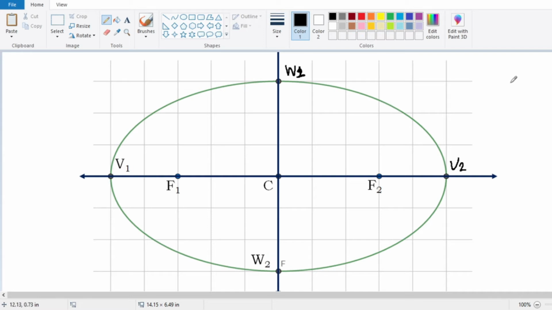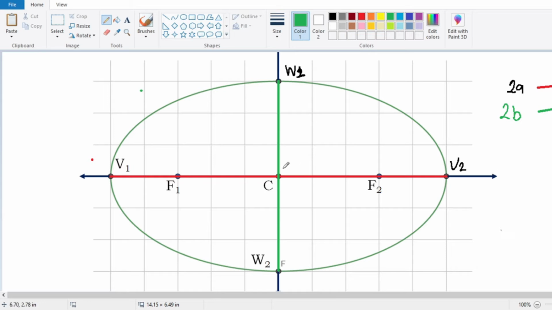So, saan nang galing ngayon si 2A? Okay? So, si 2A dyan is actually from the vertex. Let me just change the color. From the vertex up to the other vertex. So, that length is your 2A. Okay? And then, from the co-vertex up to the other co-vertex, that one now is your 2B.